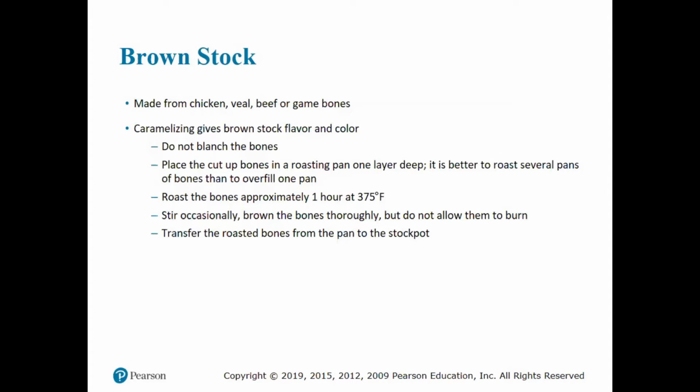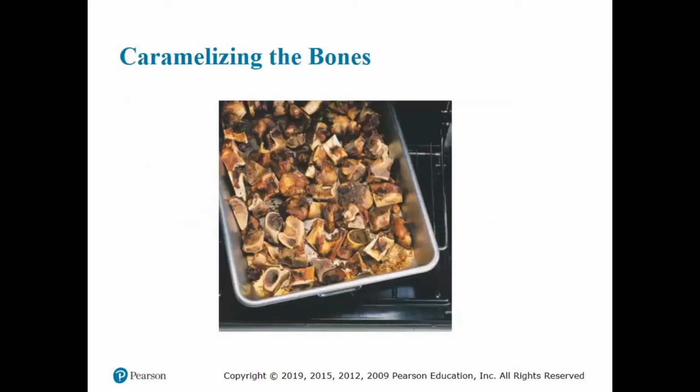The book says an hour at 375, but it depends on what you're using. If you've got the combi oven going, it's maybe going to take 20, 30 minutes, so not necessarily that hour. You want to make sure that you flip them occasionally so they brown evenly on all sides, but we don't want them to burn. And then those bones would go into the stock pot. So there's a visual representation of the bones getting all nice and caramelized.